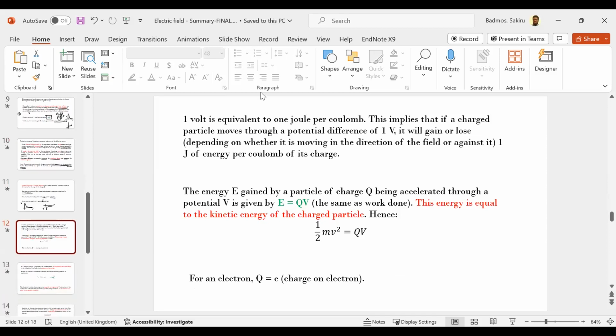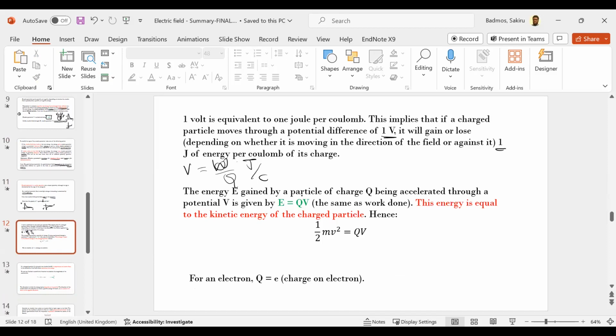So 1 volt is equivalent to 1 joule per coulomb. Don't forget that potential is basically work per unit charge, so joules per coulomb. This implies that if a charged particle moves through a potential difference of 1 volt, it will gain or lose, depending on whether it's moving in the direction of the field or against it, 1 joule of energy per coulomb.